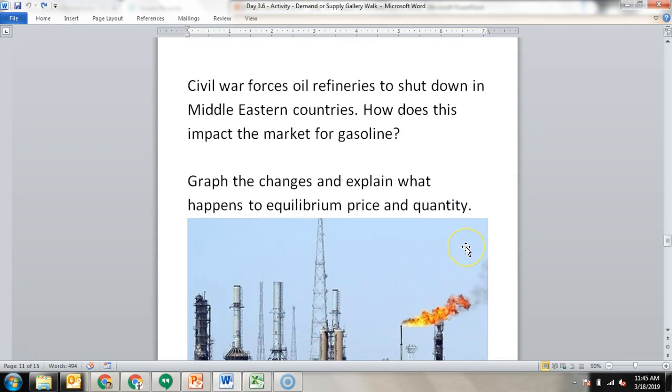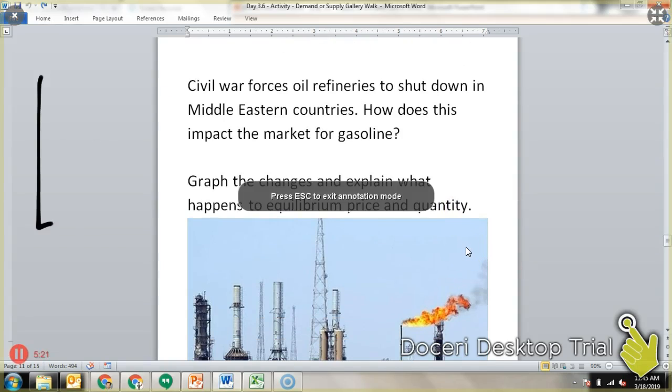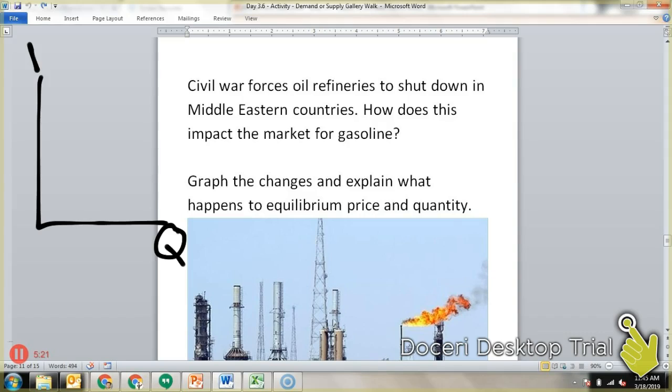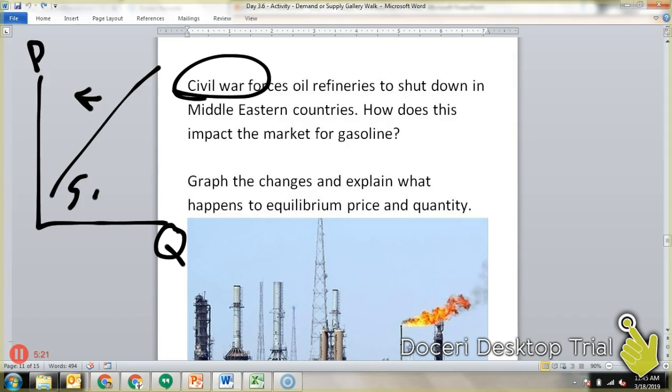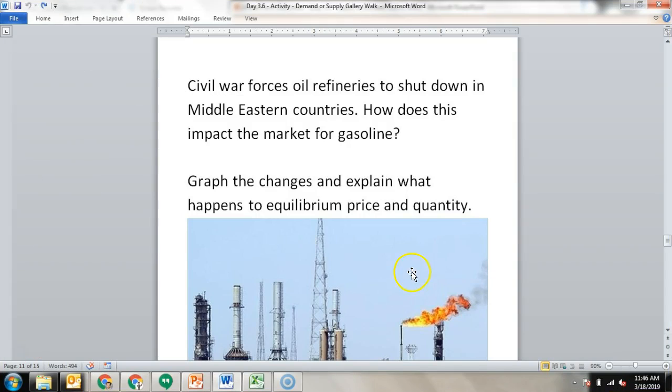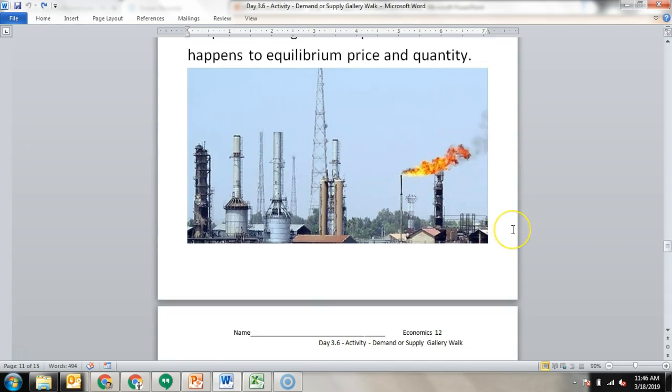And the last one here. There's a key word right at the very beginning, Civil War. Forces refineries to shut down in the Middle East. A couple of ways you could look at this. You could say it's a supply decrease because of political crises, or a reduction in the number of producers. Either of those would be acceptable and have the same effect of creating a supply decrease. And that's the last one.